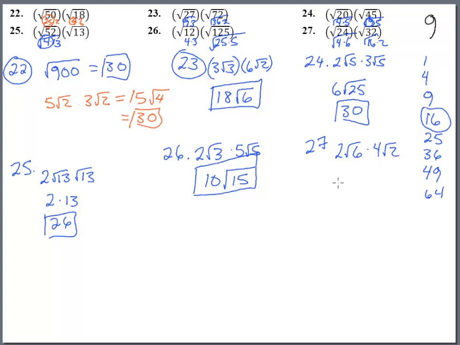And 2 times 4 is 8. 6 times 2 is 12. 8 square roots of 12. Oh, that guy's not done yet. 4 goes into 12, so that means this is 4 times 3. That's 8 times square root of 4 is 2 times the square root of 3. 16 square roots of 3 is the end answer of number 27.